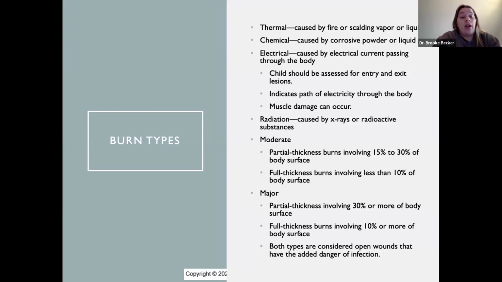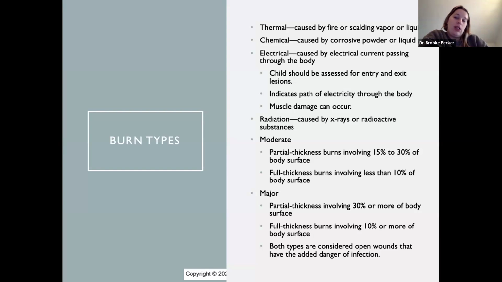Okay. A radiation burn, that can be caused by x-rays. Or if kids are getting radiation for their cancer, they can get a radiation burn. Okay. A moderate burn would be a partial thickness burn that involves 15 to 30% of the body surface. So burns are classified by how much of the body is involved and how many layers of skin are involved. Okay. So a partial thickness burn is not all the way through all the skin layers, but it's into the epidermis.